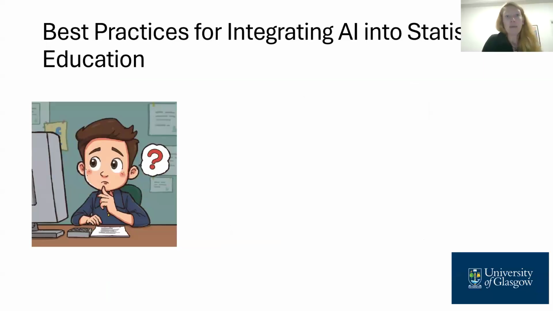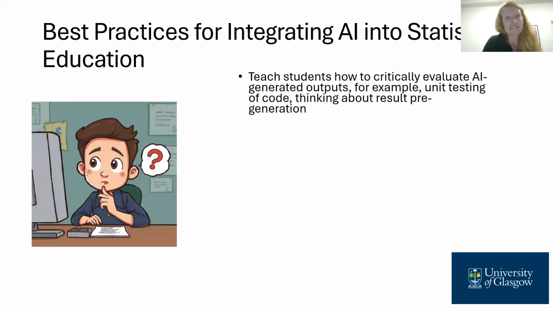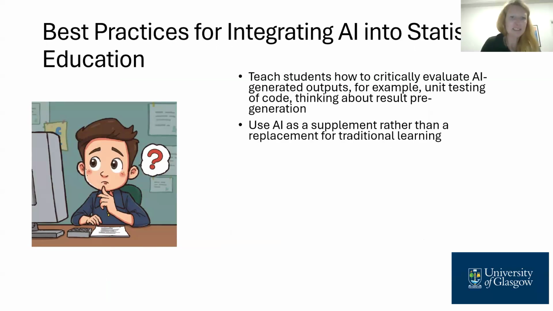So best practices for integrating AI into statistical education. We need to teach them about critically evaluating their outputs. For example, unit testing the code and thinking about the result pre-generation. So how will they know whether it's right? How will they test it?